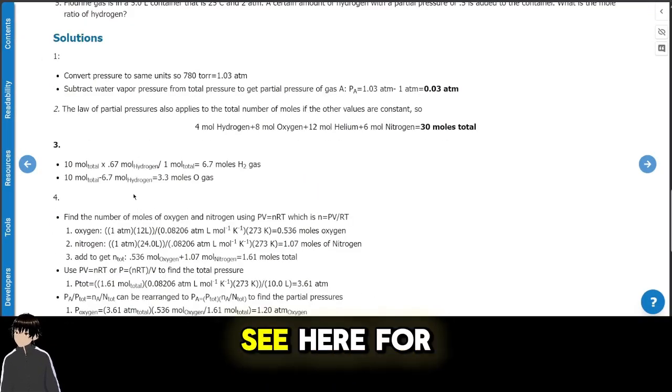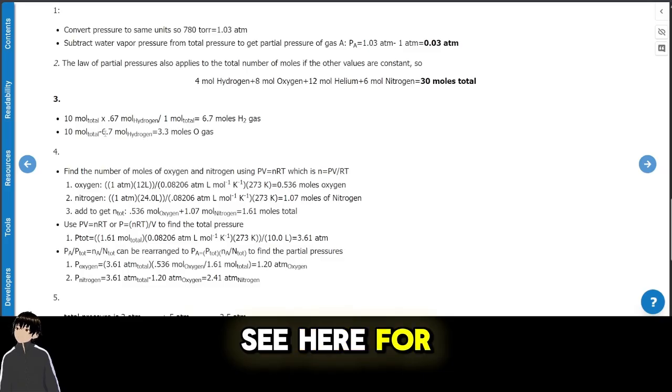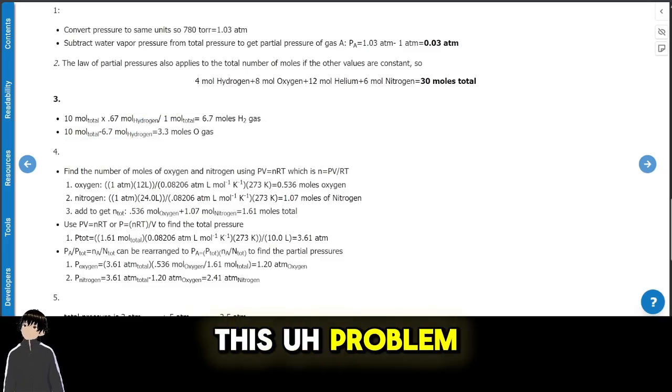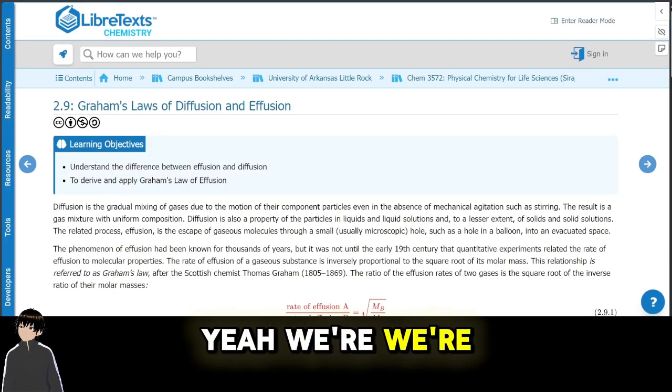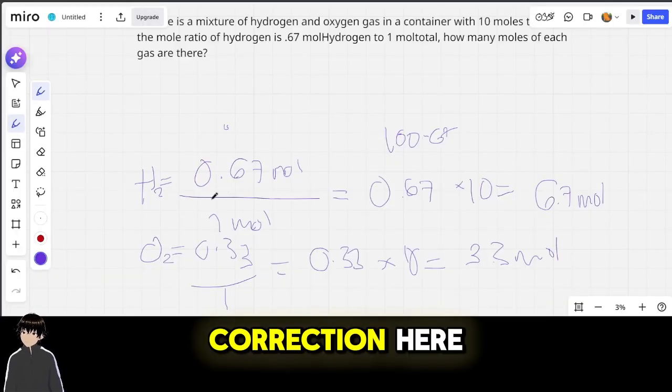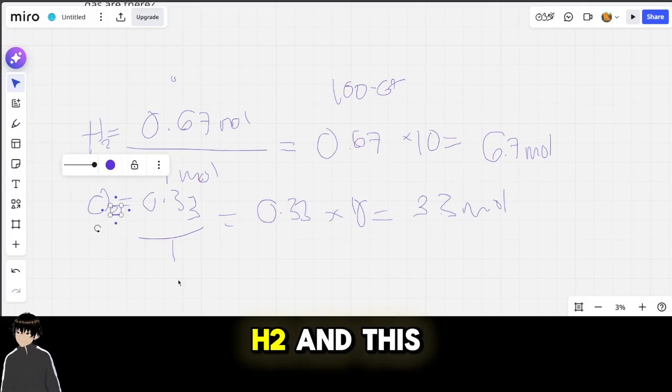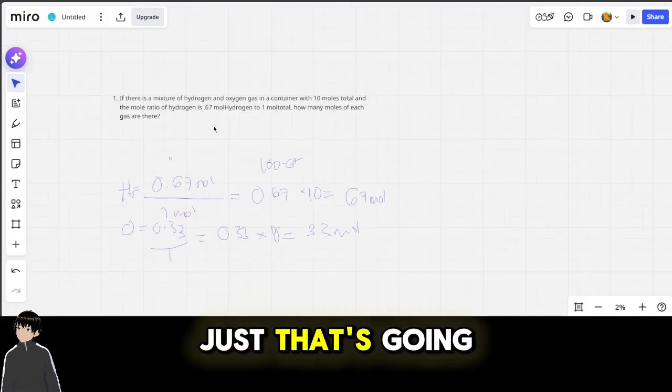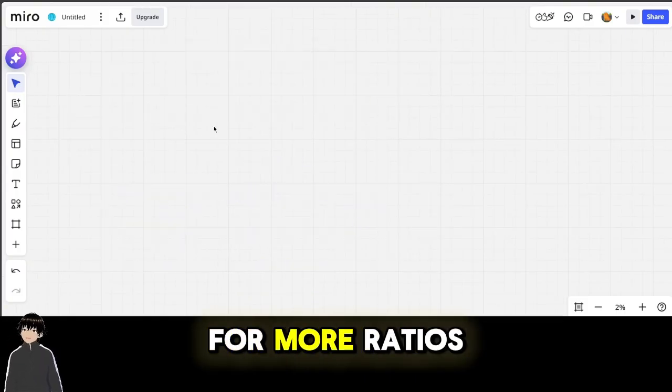You can just see here for this problem. Correction here. This is actually H2 and this is actually O2. That's going to be it for mole ratios.